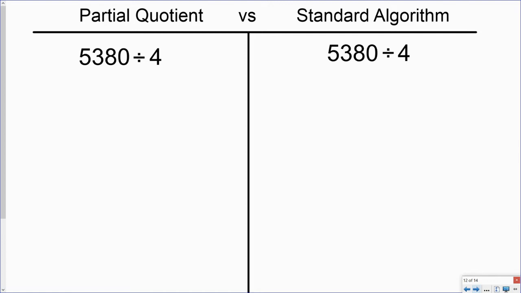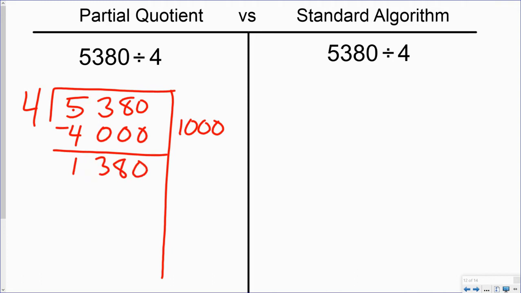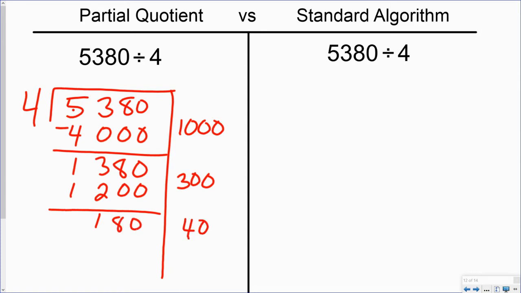Another problem, I'm going to set it up the same way. So I have my 4 out here, and 5,380 here. Bring my line down. So again, I'll do 1,000. That gives me 4,000. I subtract, so 1,380, and then I can do maybe 300. Gives me 1,200. I subtract, gives me 180. We can do 40. So I subtract 160.